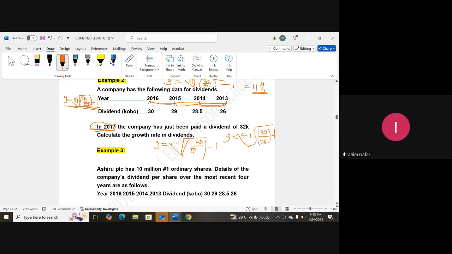Is it correct? Yes, it's correct. So 5%. My growth rate becomes 5% as a whole number.